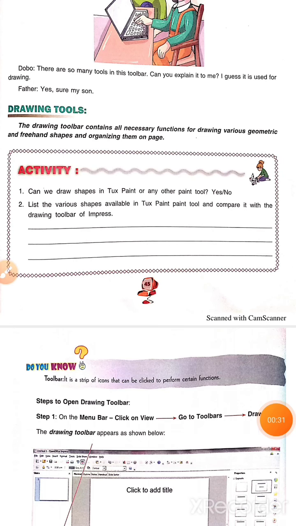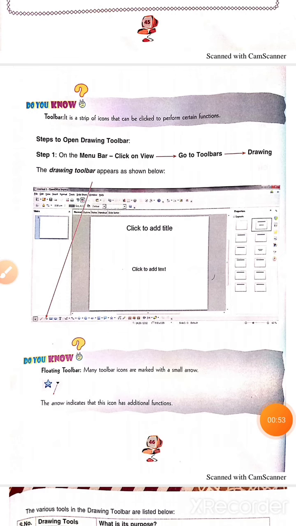Drawing tools. Drawing tools are also available in OpenOffice Impress. The drawing toolbar contains all the necessary functions for drawing various geometric and freehand shapes and organizing them on the page. To open the drawing toolbar, just select the view menu from the menu bar, then select toolbars and go to the drawing option. The drawing toolbar is now available at the bottom of the window. It contains all the required functions to organize these shapes.